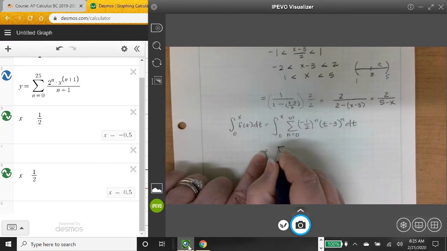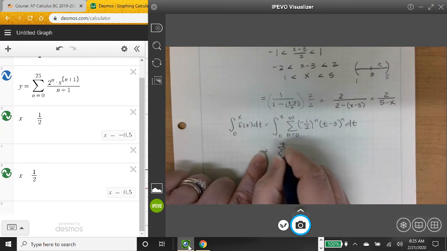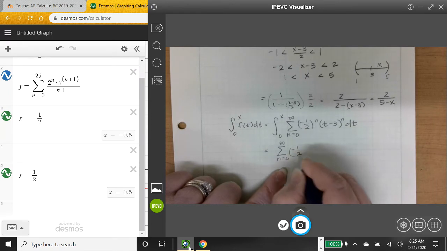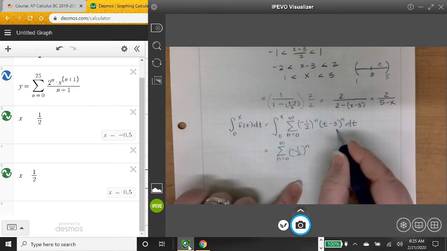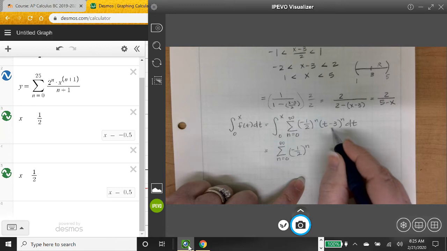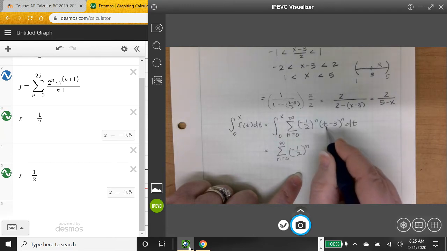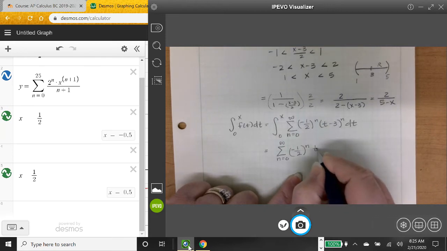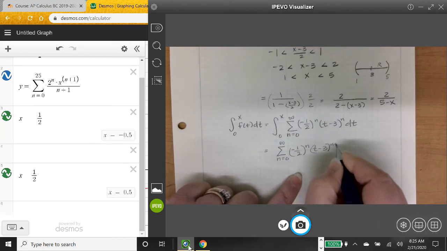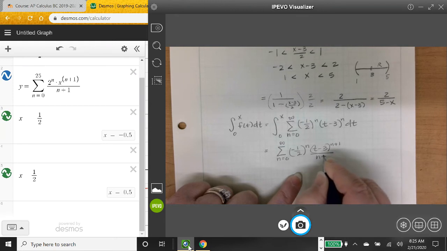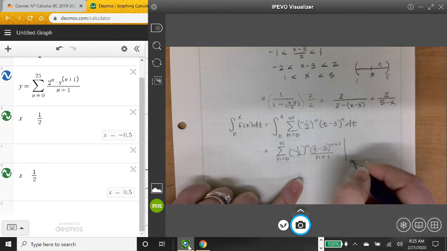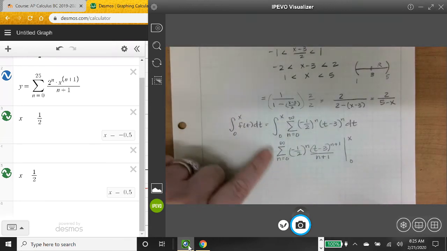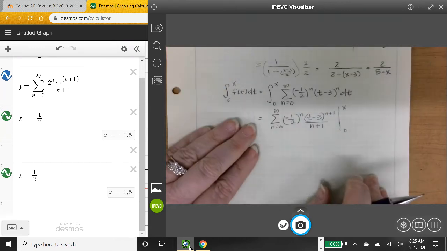If I find the antiderivative of that, we're going to get the sum from n equals 0 to infinity of negative 1/2 to the n. And then what do I do when I'm integrating t minus 3 to the n? Well, the derivative of the inside here is 1 dt. So I can just use u sub without the u here and say that this is going to be t minus 3 to the n plus 1 over n plus 1, evaluated from 0 to x, because we're integrating from 0 to x here.